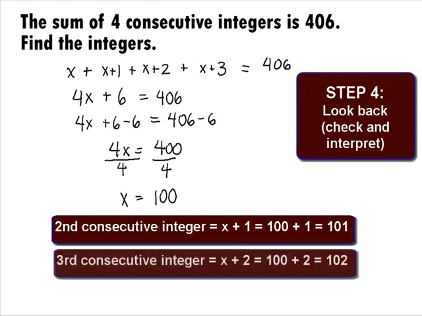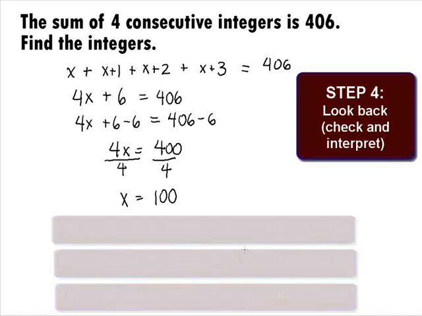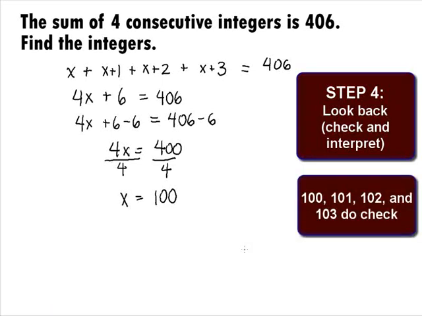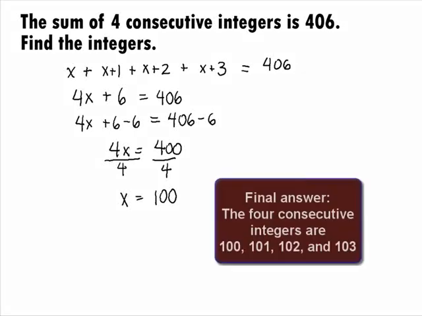Since the third consecutive integer is x plus 2, we get 100 plus 2 equals 102 for that one. And since the fourth consecutive integer is x plus 3, we get 100 plus 3, or 103 for that one. If we add 100, 101, 102, and 103, we do get 406. So the final answer is the four consecutive integers are 100, 101, 102, and 103.